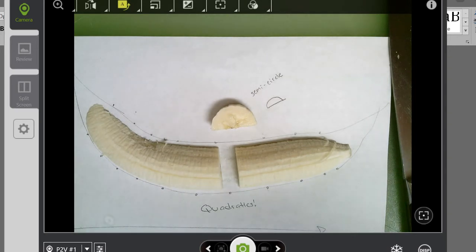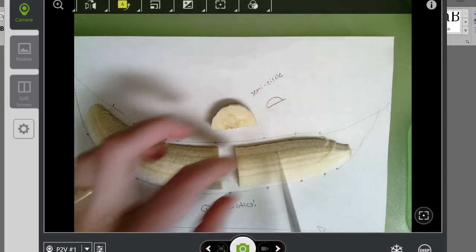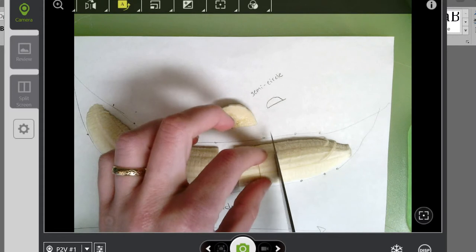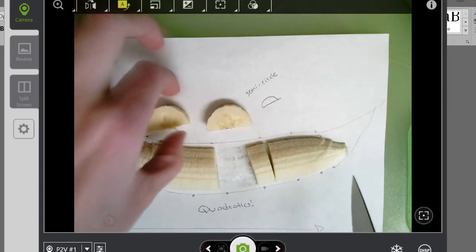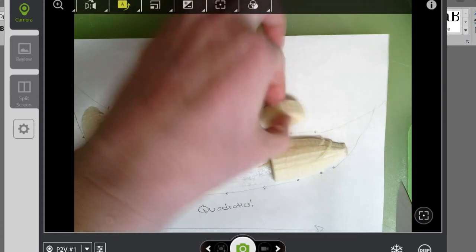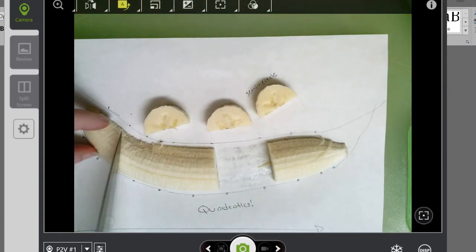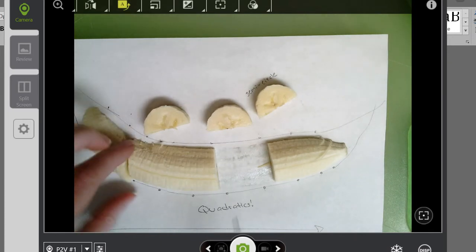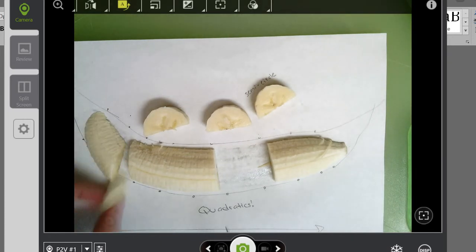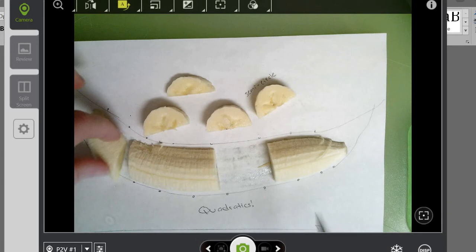So you could do that with any cross section in this banana, no matter where we are. So if I look here, next to it, okay, that's still a semicircle, still a semicircle. If I look over here, we still get a semicircle.